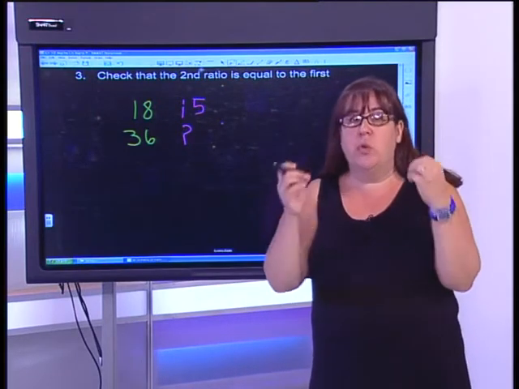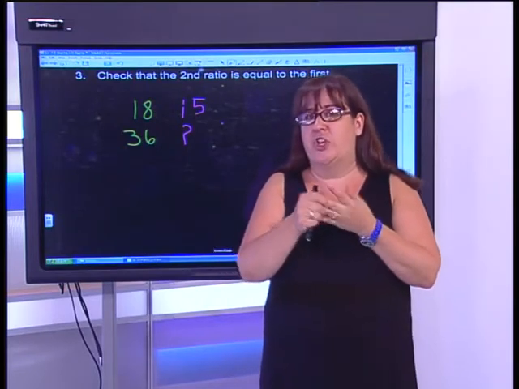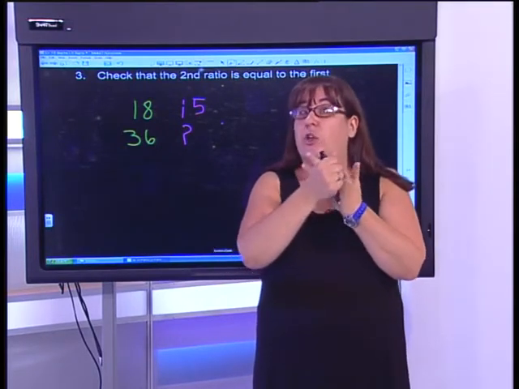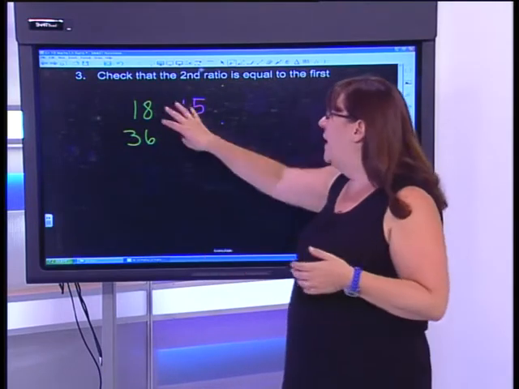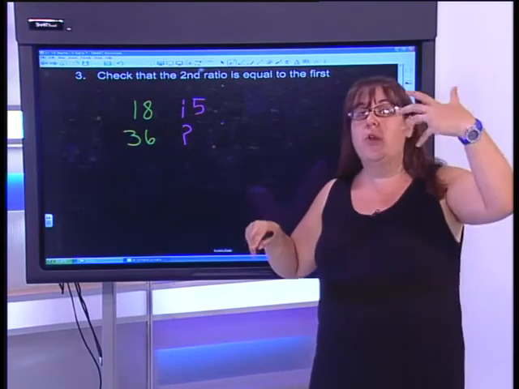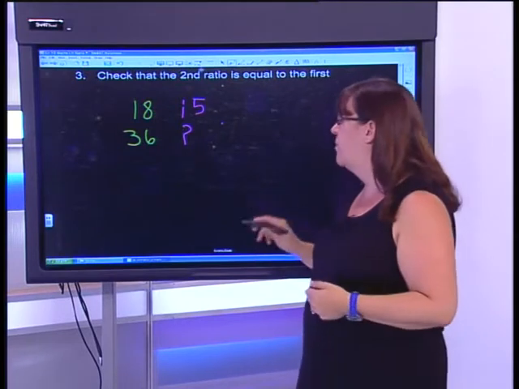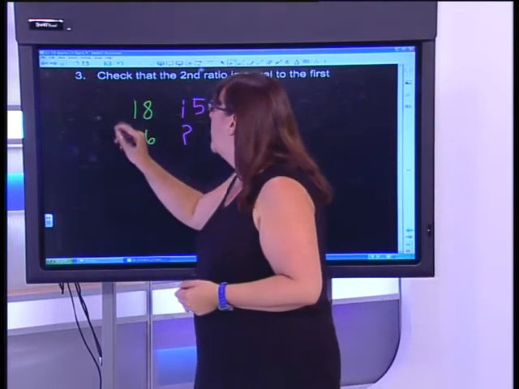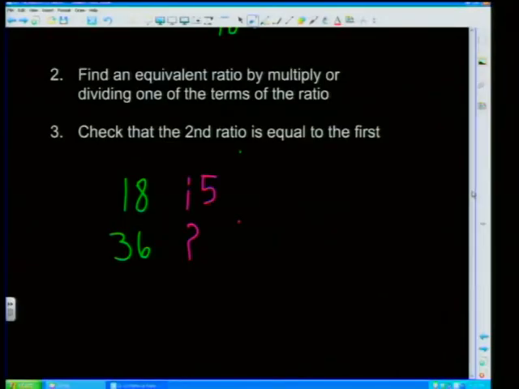When doing this, you will always see that you're going to be given 3 pieces of information, and you're going to be asked to calculate the 4th. And that's what I want you to look at. So we have 3 pieces of information, and we're being asked to calculate the 4th, and then we know we're dealing with a ratio and a proportion, in this case a proportion. So we need to look at where the instructions said, find an equivalent ratio by multiplying or dividing one of the terms of the ratio.